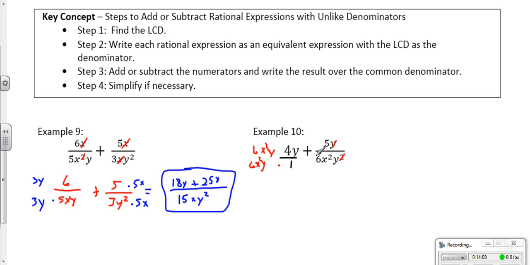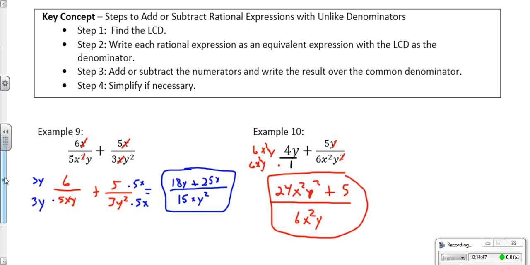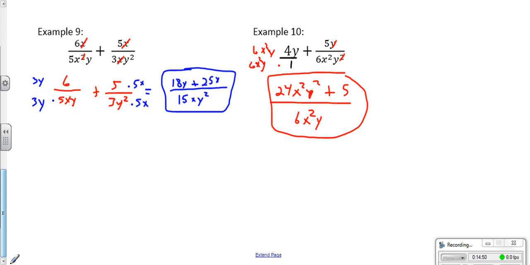If I multiply the top by 6x squared y, we get 24x squared y squared, plus 5, all over the common denominator, 6x squared y. Now again, if I had not canceled those y's out before, I would have to do it now. But we did that already, so we are done. And that would be considered our combined rational expression.